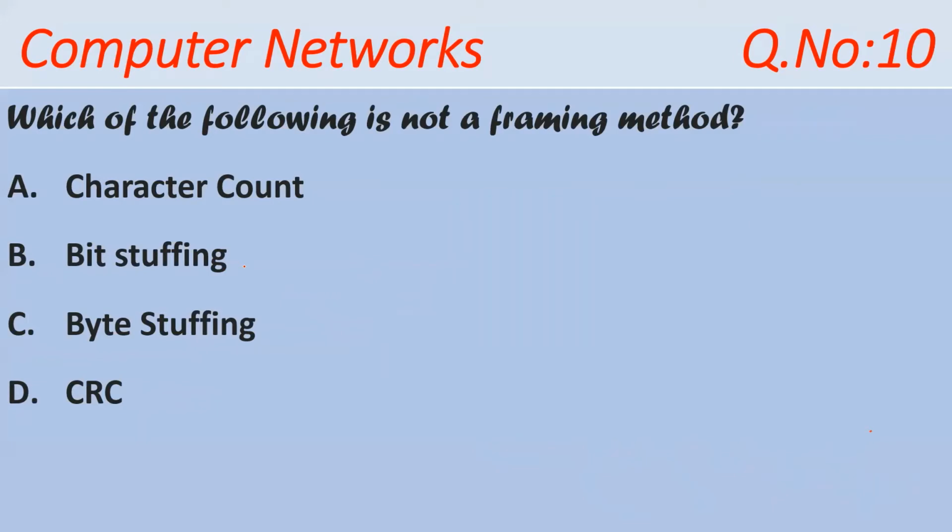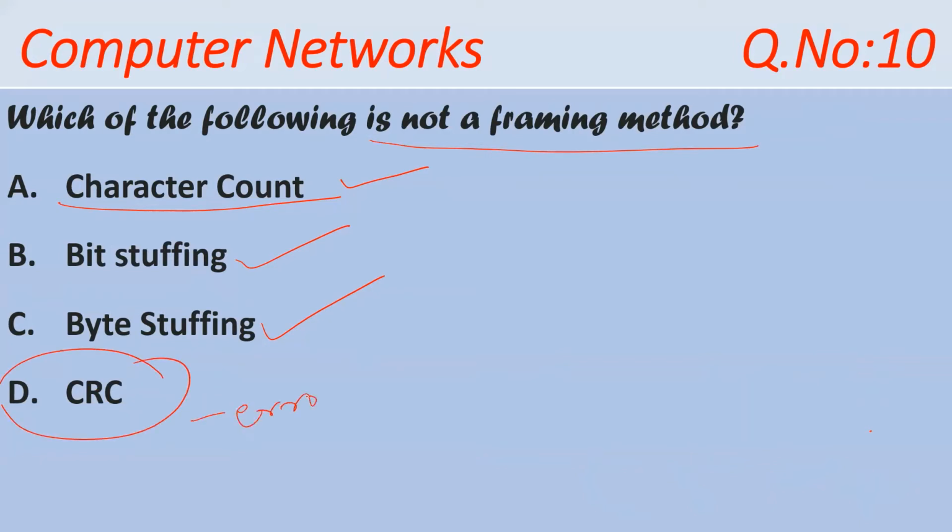Which of the following is not a framing method? The framing methods are: character count is a framing method, bit stuffing is a framing method, and byte stuffing is also a framing method. So the question is, which is not a framing method? CRC is not a framing method. CRC is an error detection technique. So it's not a framing method.